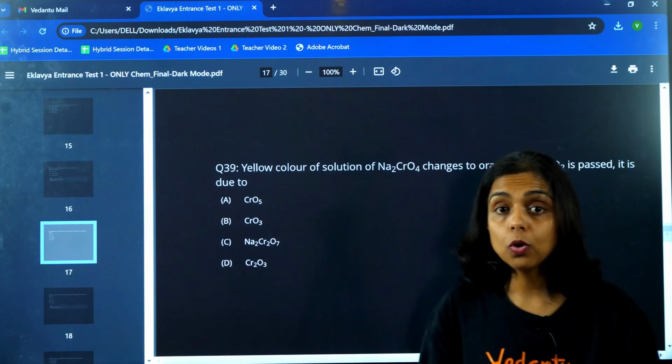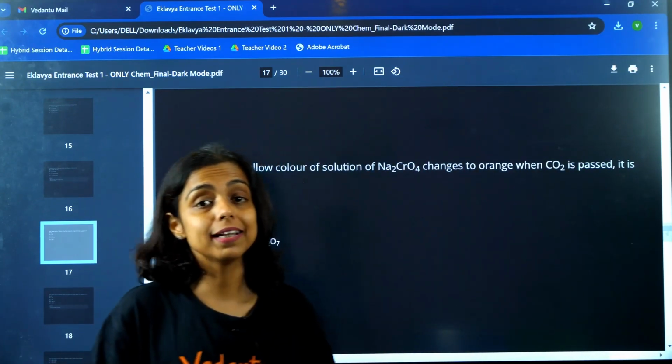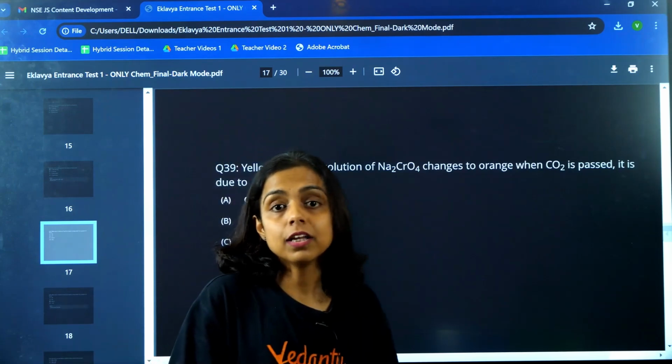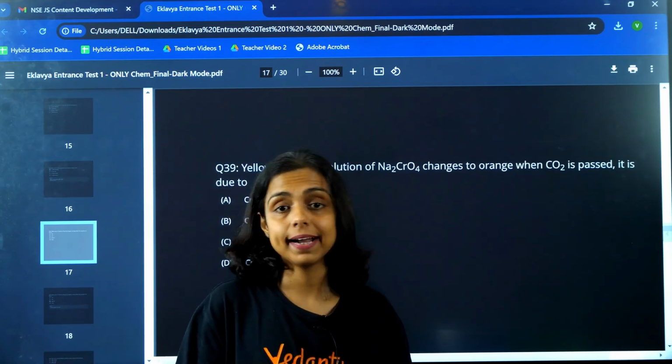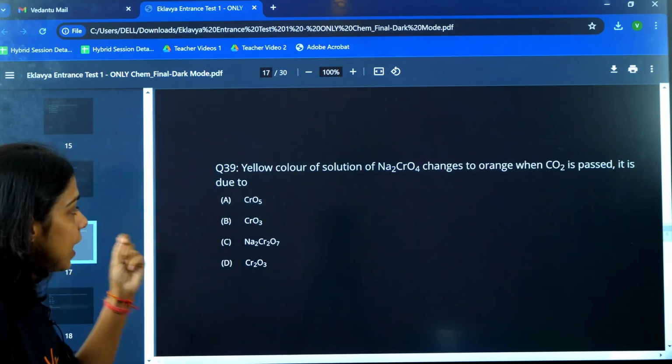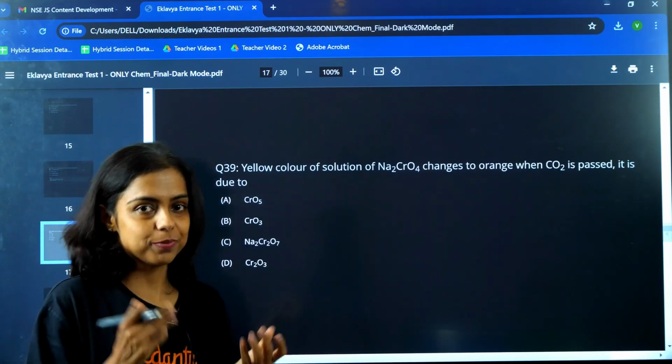Again, I'm letting you know, if you are not able to solve these questions or get most of them right, that clearly indicates you really need to work hard in your chemistry portion, because it is alarming at this stage, right? Okay, yellow color of a solution of Na2CrO4 changes to orange.